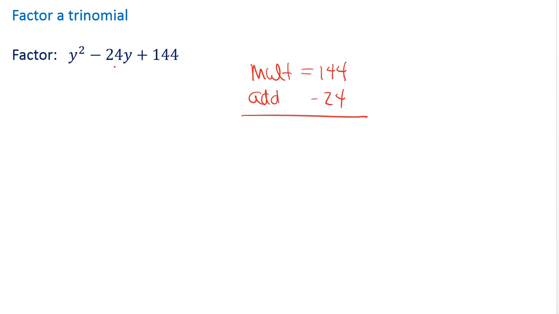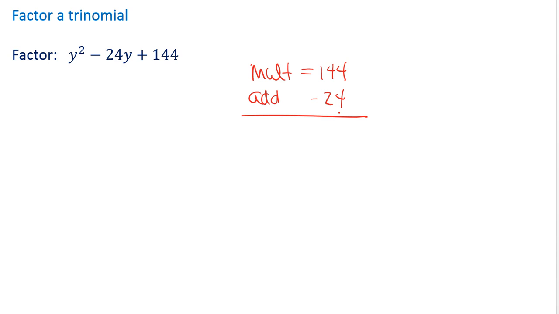If you cannot find a pair, not if you can't find it, but if there are no numbers that exist that multiply to be the constant and add to be the middle coefficient, then that means the problem is prime or not factorable.